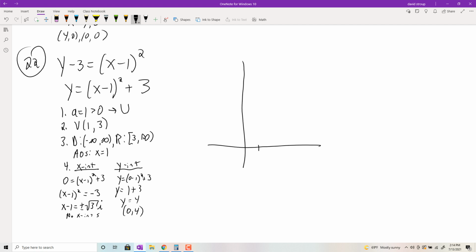So 1, 1, 2, 3 is where the thing lives. It has a y-intercept of 4. And then here's our axis of symmetry at x equals 1. And it should be symmetric. And it's concave up.